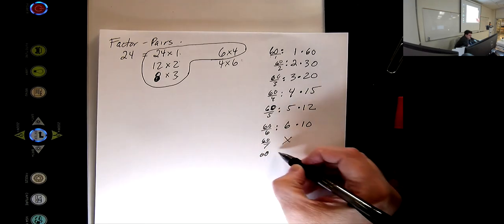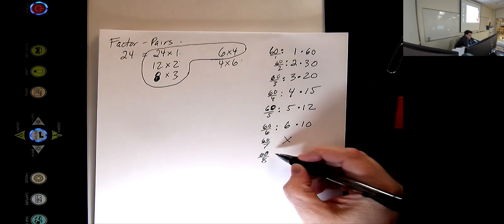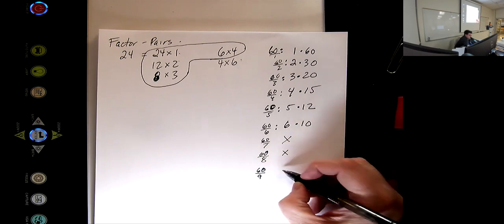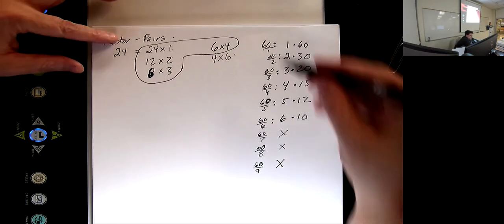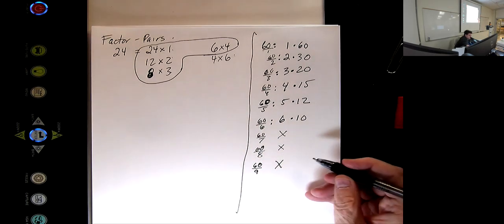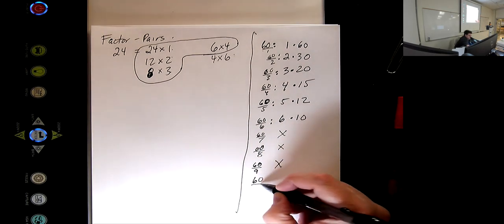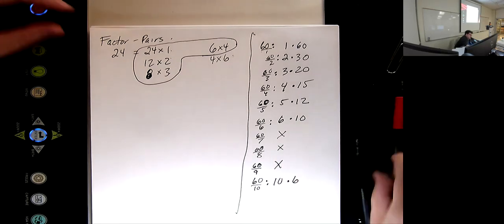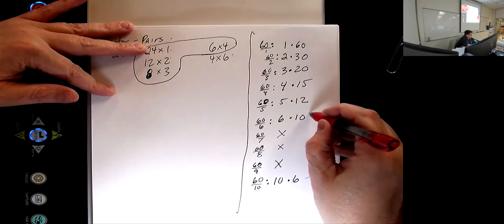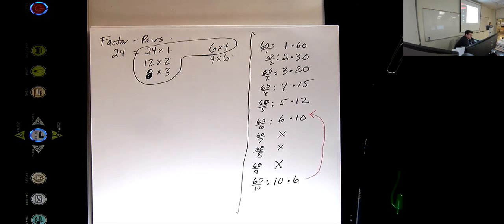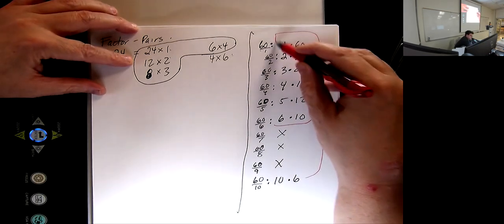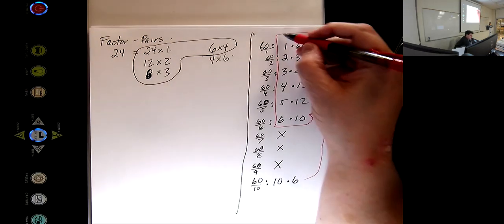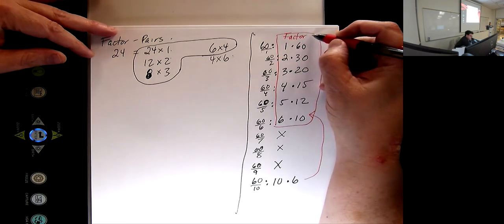60 divided by 8 also doesn't work. 60 divided by 9, the digits add up to 6, that's not divisible by 9. 60 divided by 9 doesn't work. 60 divided by 10 is 6, so I've got 10 times 6. And at this point, I've noticed that I am repeating, so I stop my list there. So these are the factor pairs. Once your list starts repeating, stop.